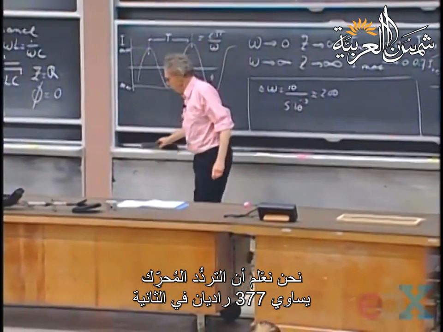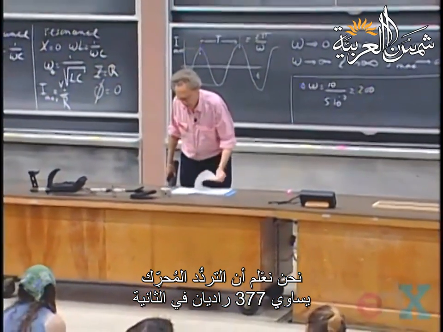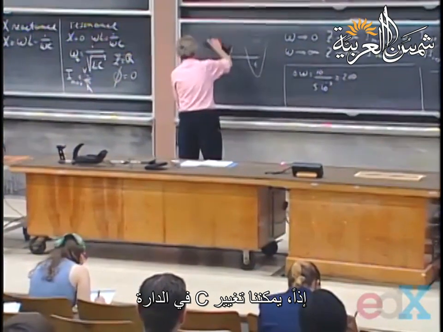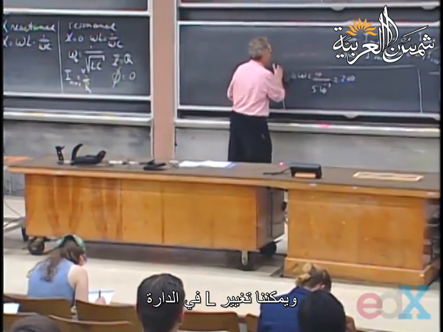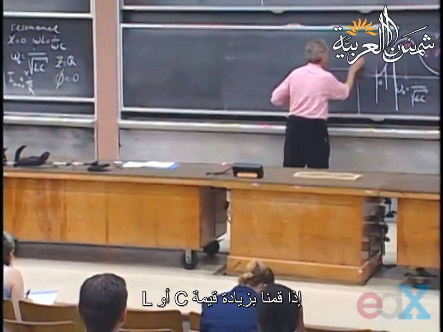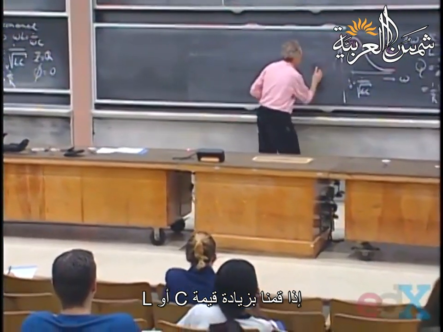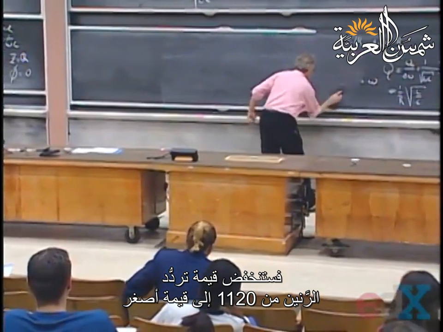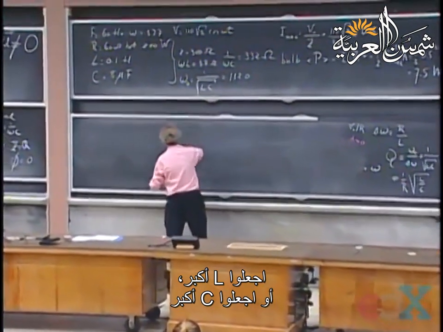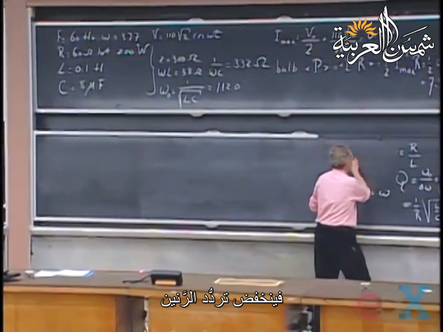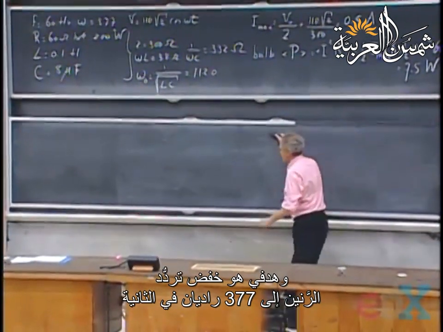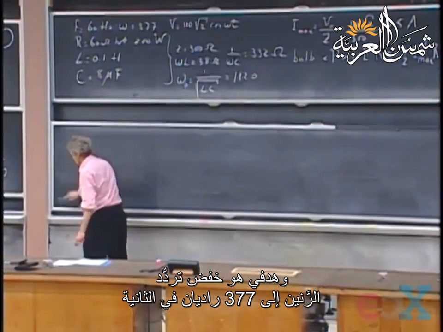Well, we know that our driving frequency is 377 radians per second. And so what we could do, we could change the C in the circuit, and we could change L in the circuit. If we increase C or we increase L, then the resonance frequency will shift from 1120 down. Make L larger or make C larger, then obviously you shift your resonance frequency down. And my goal is to shift it down to 377 radians per second.